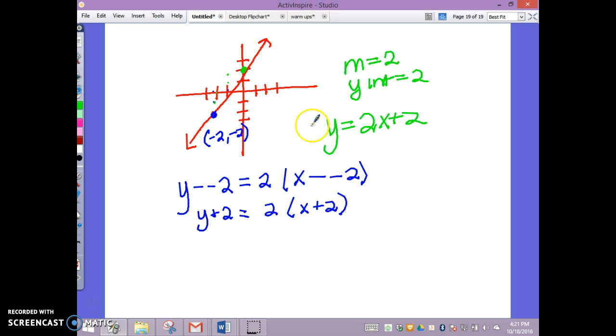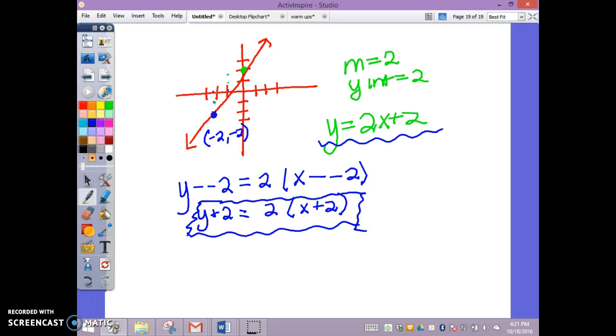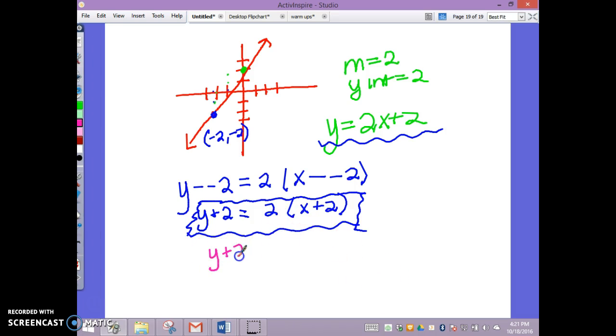And I'm going to show you that what I have in blue is the same exact thing as what I have in green. Now, this is technically just point-slope form. We can stop here if they ask us to write it in point-slope form, but I just wanted to show you that it's the same thing. So I'm going to distribute the 2. I'm going to subtract 2 from both sides. And look, I have the same exact thing. Just a different way to do it.